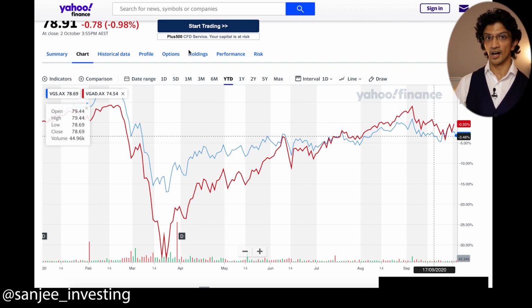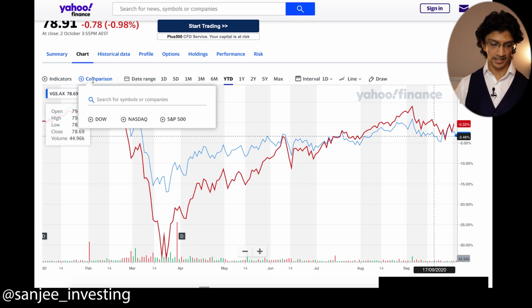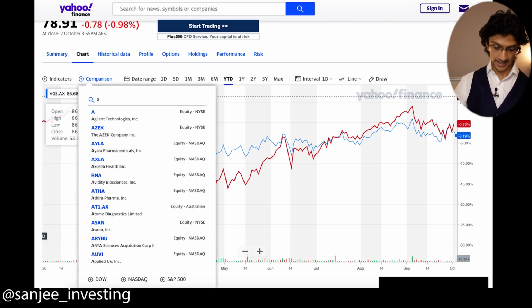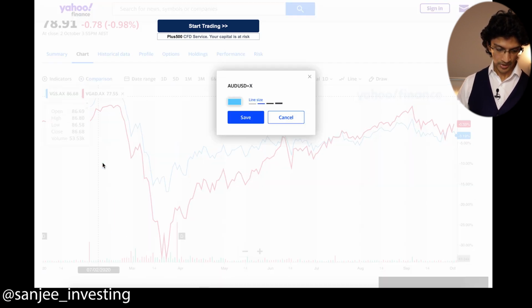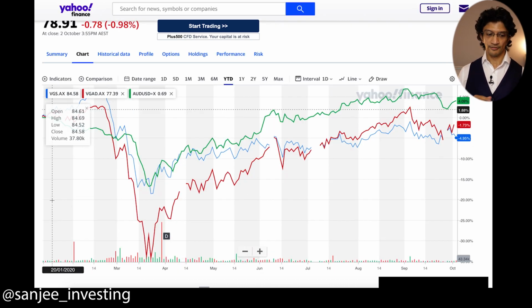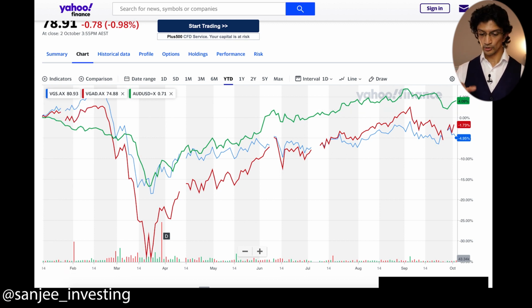Now, this is where I'll bring in currency fluctuation. The good thing about Yahoo Finance is you can add in another currency. I'm going to put in AUD, and you can see AUD US dollar. And let me color it in green, so to speak. So now what we have here is the green line, which shows how the Australian dollar fluctuated against the US dollar, the blue line, which is VGS, and the red line, which is VGAD. And if you look down on the far right, you can see the Australian dollar has actually gone up about 4% against the US dollar since the start of the year.